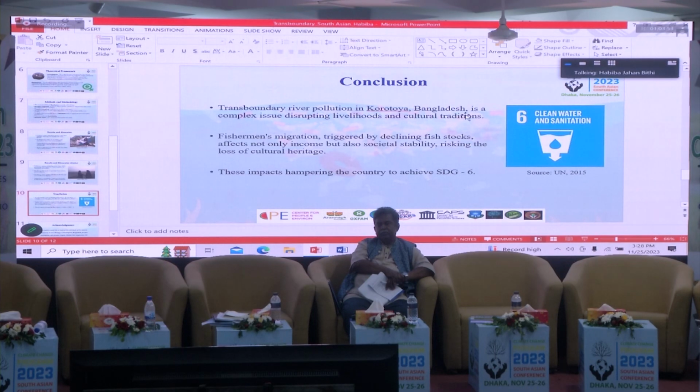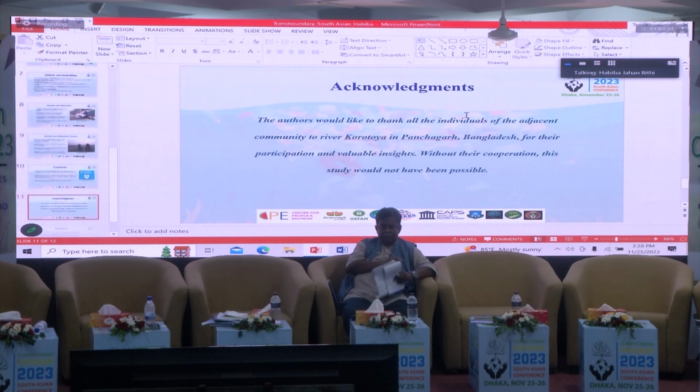In conclusion, I can say that transboundary river pollution in coastal Bangladesh is a complex issue disrupting livelihoods and cultural traditions. Fishermen's occasional migration, triggered by declining fish stocks, affects not only income but also societal stability, risking the loss of cultural heritage. This impact also hampers the country's efforts to achieve SDG 6.